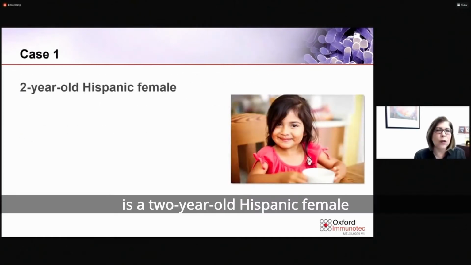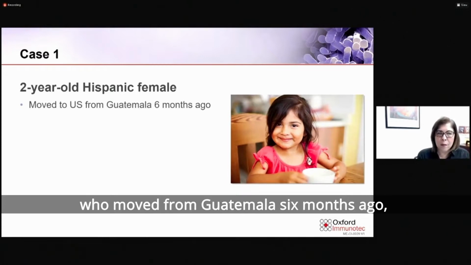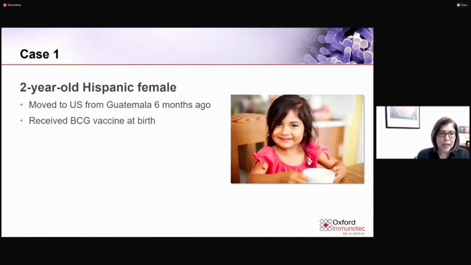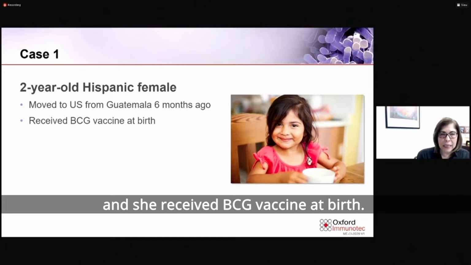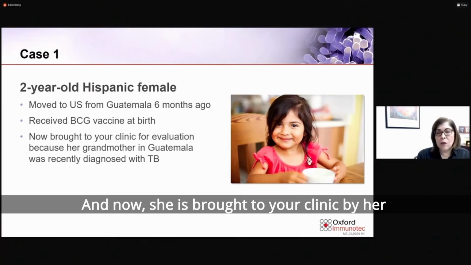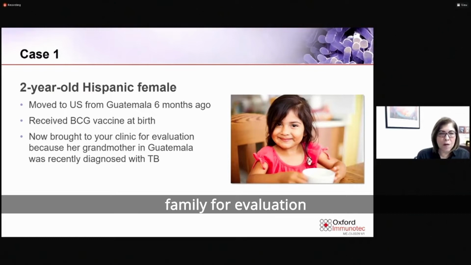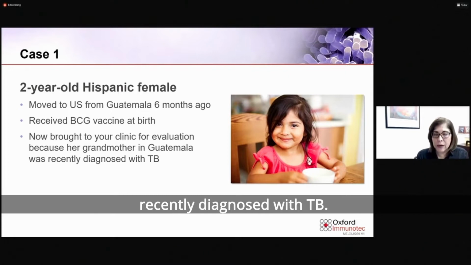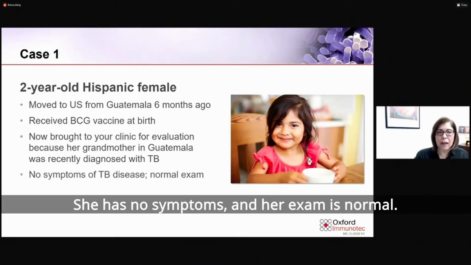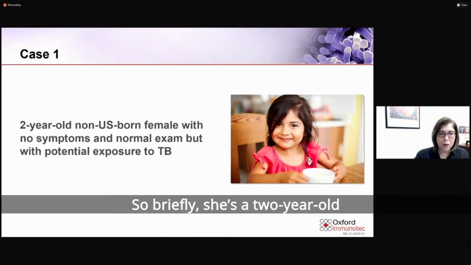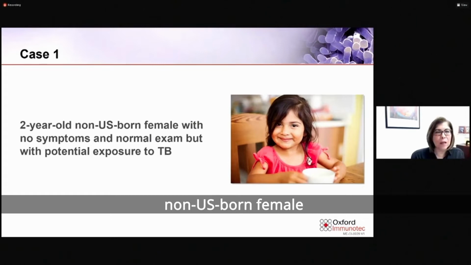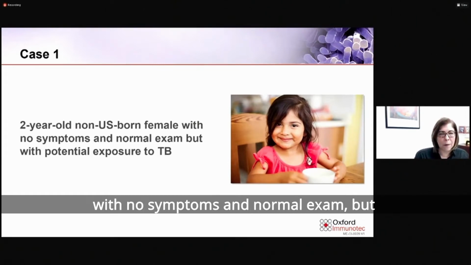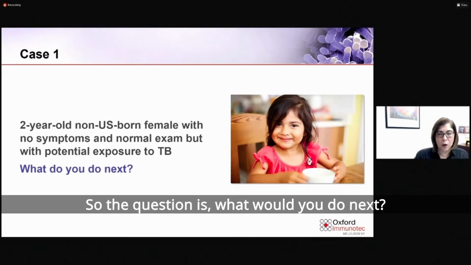Case number 1 is a 2-year-old Hispanic female who moved from Guatemala 6 months ago, and she received BCG vaccine at birth. And now she is brought to your clinic by her family for evaluation because her grandmother in Guatemala was recently diagnosed with TB. She has no symptoms and her exam is normal. So briefly, she's a 2-year-old non-US born female with no symptoms and normal exam, but with a potential exposure to TB. So the question is, what will you do next?